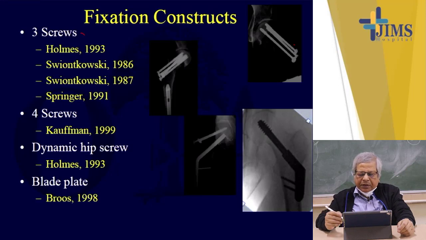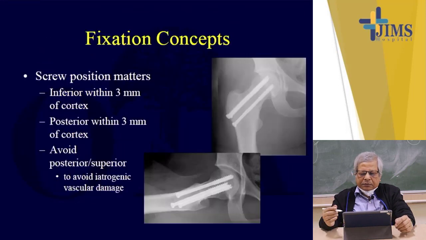2-3 screws, or some people are also using this apparatus. This is one large screw. There is a side plate. This is called a dynamic hip screw, DHS. So mostly these 2 implants are used for a fractured neck of femur.